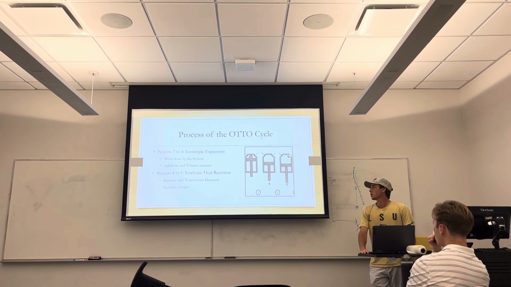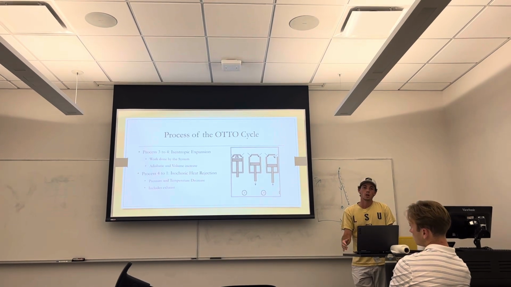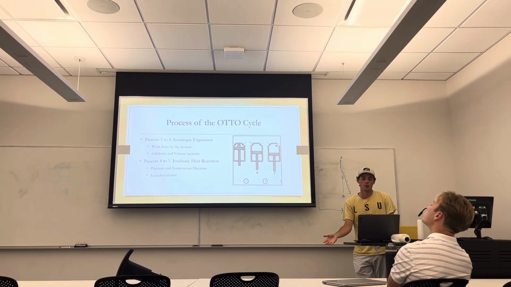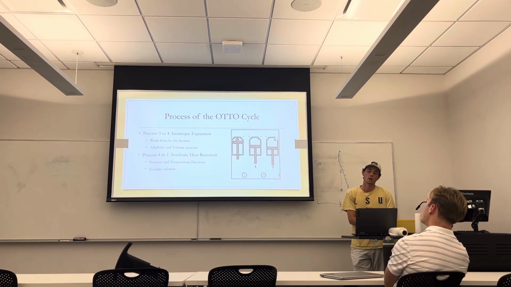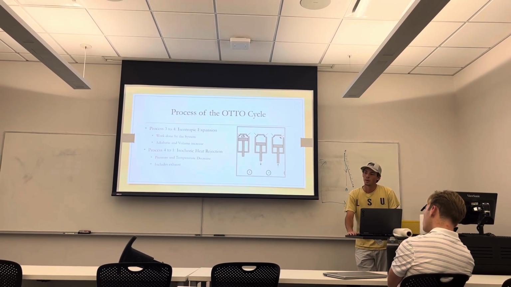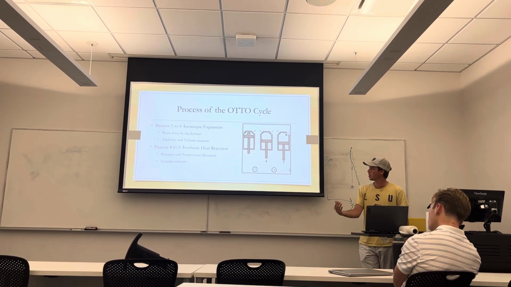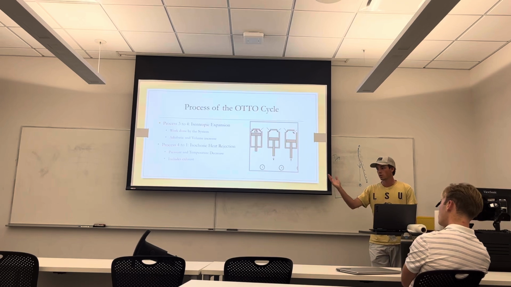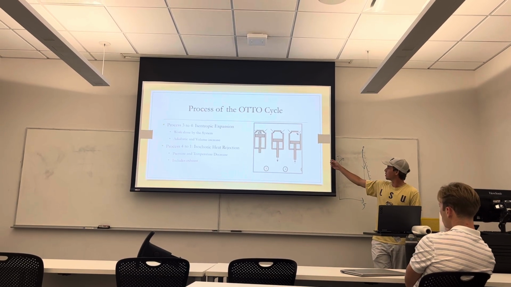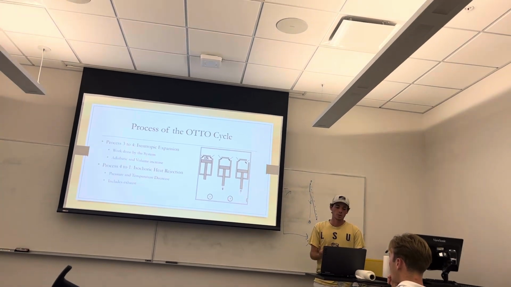Then you have your final process, which is your isochoric heat rejection, your second isochoric process. And so as you can tell, it's 2 isentropic processes and 2 isochoric processes in the Otto cycle. Opposite from before, your pressure and temperature decrease, and this is where your exhaust occurs. On the final part, your piston goes back up, your exhaust goes out, and then you repeat the cycle.